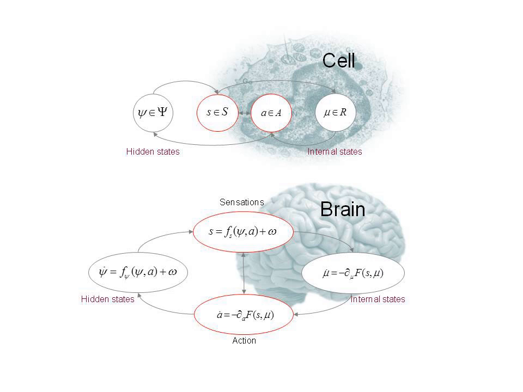Free energy F(s, μ) = E_Q[-log P(s, ψ | m)] (energy) - H[Q(ψ | μ)] (entropy) = -log P(s | m) (surprise) + D_KL[Q(ψ | μ) || P(ψ | s, m)] (divergence) ≥ -log P(s | m) (surprise).